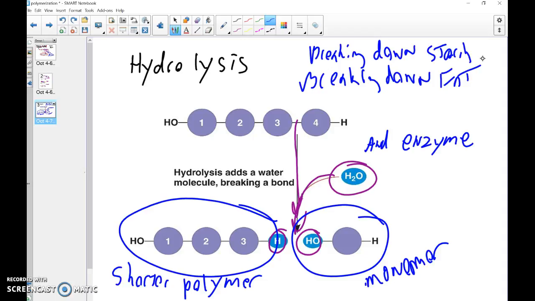But what's important for you to take away from this presentation is the processes that do this, and how interesting it is that they do this for every organic macromolecule. They all do the same basic reaction. All right, so that's polymerization.